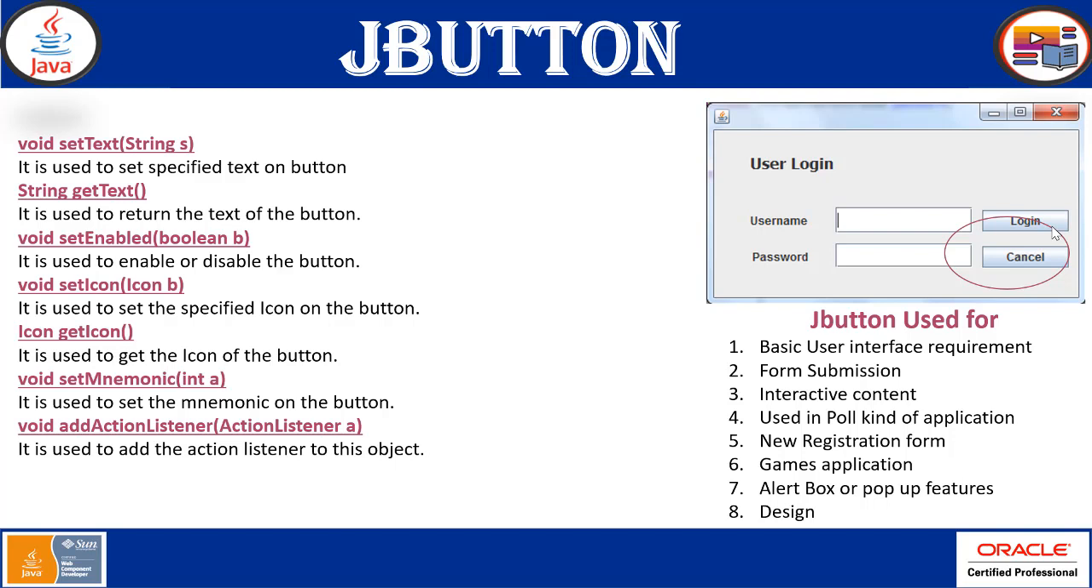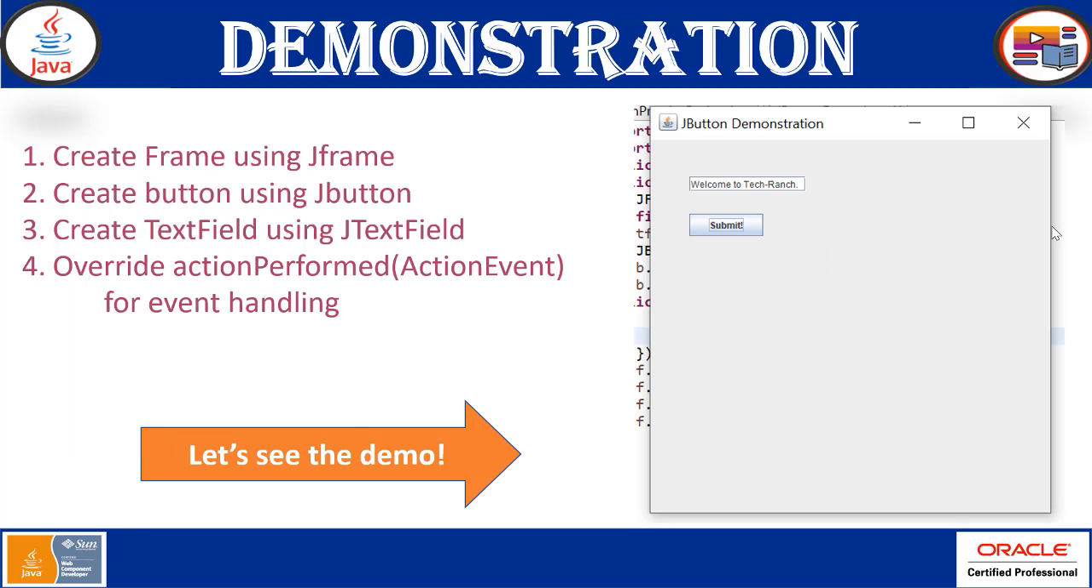So JButton is used for basic user interface requirements, form submission, interactive content, poll-type applications, new registration forms, game applications, alert boxes or pop-up features, and designing. Now let's take a look at the demonstration.